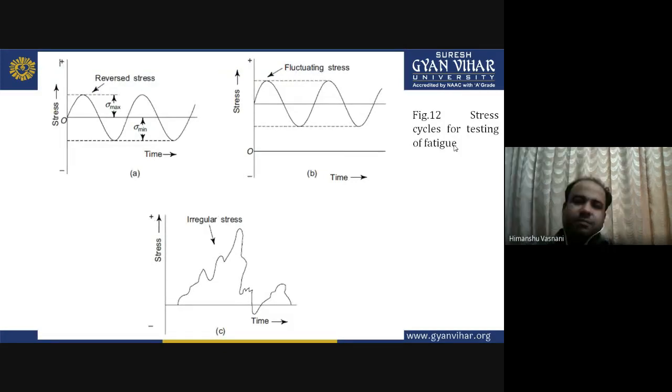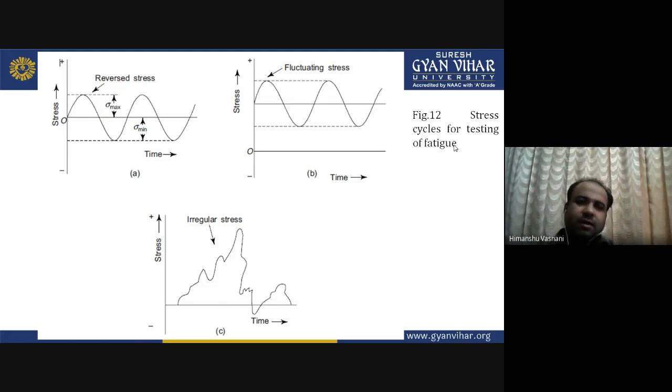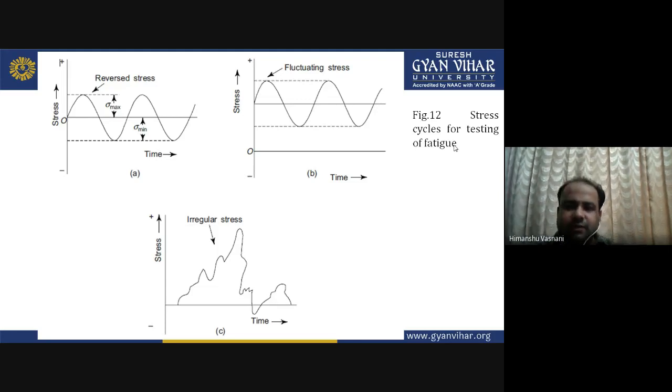Now this is a simple stress cycle for testing of fatigue. In diagram A, you can see a stress-time diagram showing the reverse stress, with the maximum and minimum value. Diagram B shows fluctuating stress, and diagram C shows irregular stress. You can see three kinds of stress: the reverse stress, the fluctuating stress, and the irregular stress, with respect to stress and time. So here in the diagram, the cycles are shown for testing of fatigue.